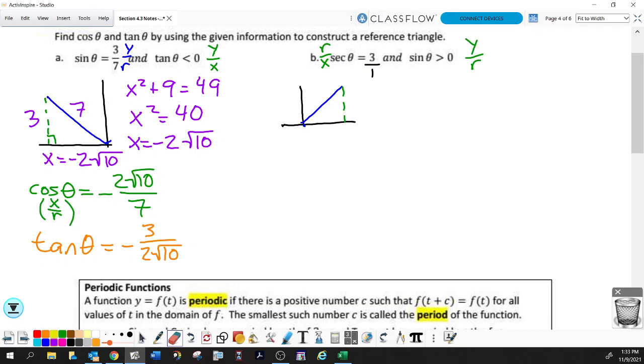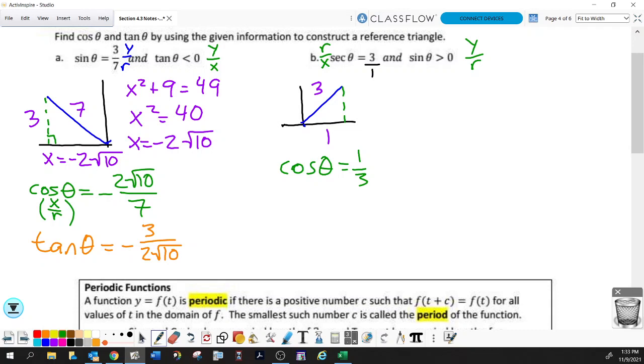Secant is r over x. Well, we could get cosine right now. Cosine was free. It's the reciprocal of secant. You didn't have to work for that. Cosine of theta is just the reciprocal of 3 over 1. It's 1/3. There, that one was free. But in order to evaluate tangent, we will need to know the y value because tangent is y over x.